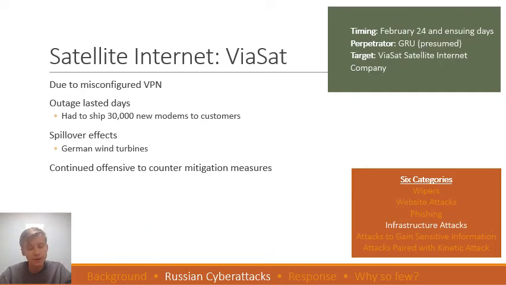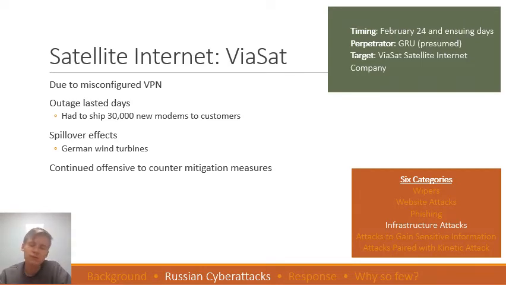This next category of threats to infrastructure is probably the one that people are most concerned about. And indeed, of the attacks we've talked about so far, this is probably the most destructive. Right around the time of the invasion, on February 24th, you had this outage at Viasat, which is a satellite internet company in Ukraine. Basically, the GRU, presumably, was able to get into a misconfigured VPN and install malware on a bunch of modems, such that 30,000 of them basically became bricks.